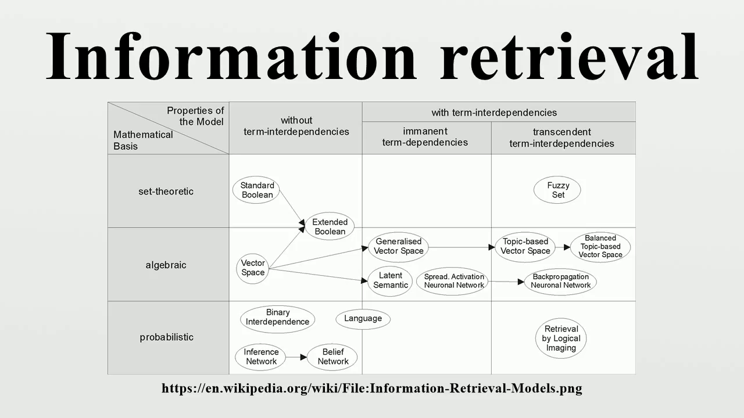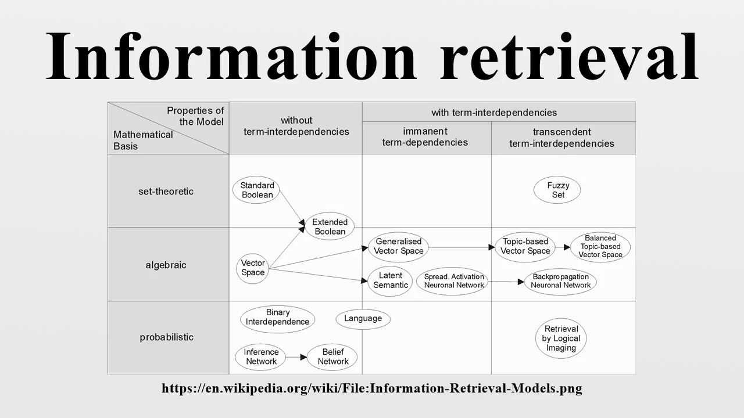Second dimension: properties of the model. Models without term interdependencies treat different terms, words as independent. This fact is usually represented in vector space models by the orthogonality assumption of term vectors, or in probabilistic models by an independency assumption for term variables.